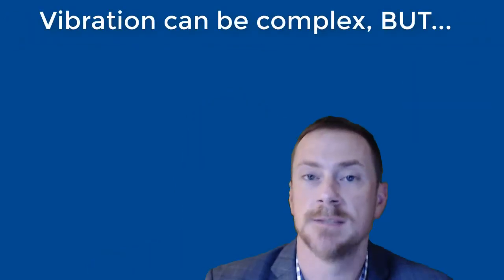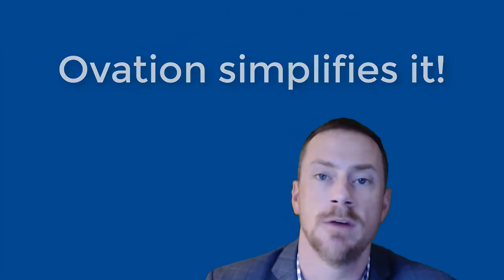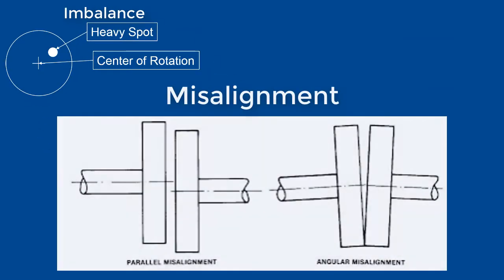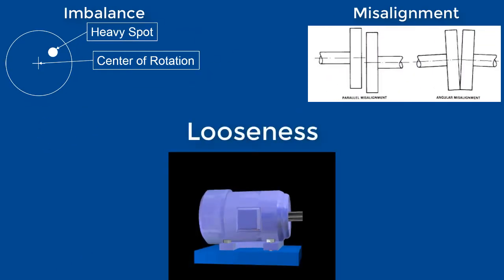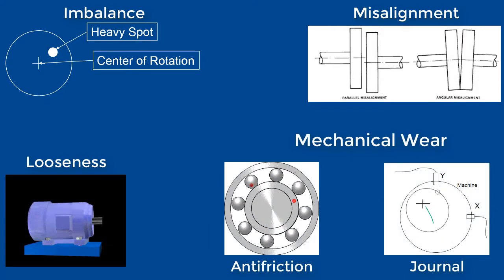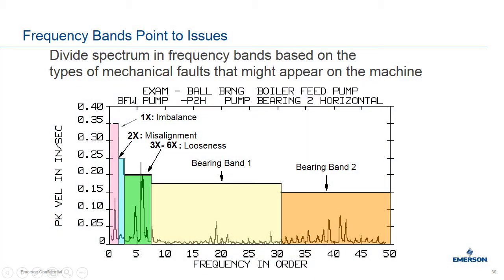Vibration can be complex, but 90% of rotating equipment problems can be boiled down to one of four things: an imbalance problem, a misalignment problem, a looseness problem, or some type of mechanical wear. And the mechanical wear will show up in different places in the frequency spectrum based on the type of bearing. So what you're seeing here is a vibration spectrum, but it's technically a fast Fourier transform of a waveform from a vibration sensor installed on a piece of equipment.